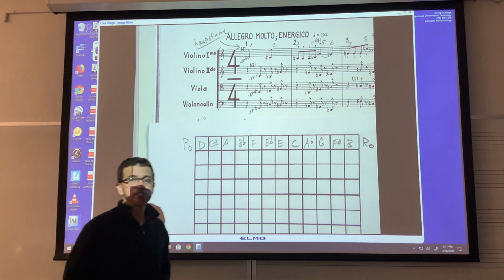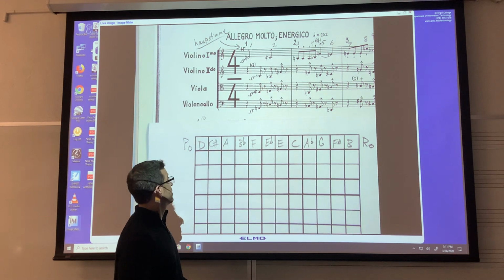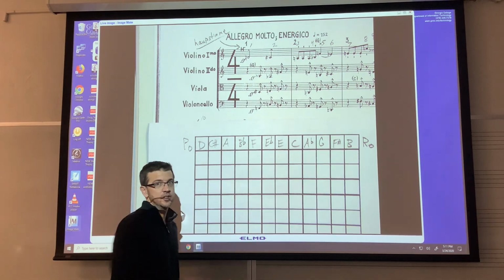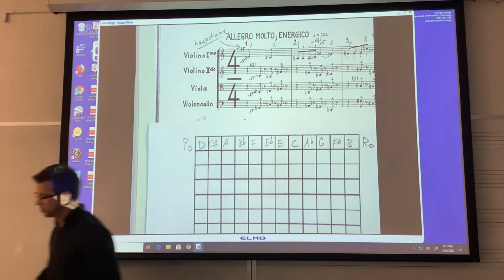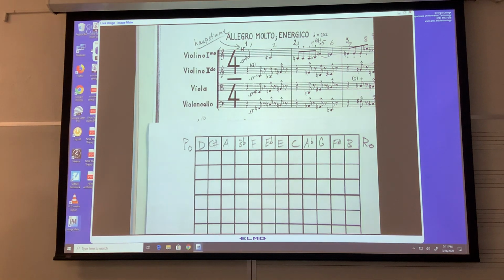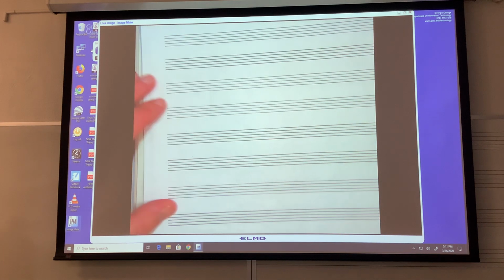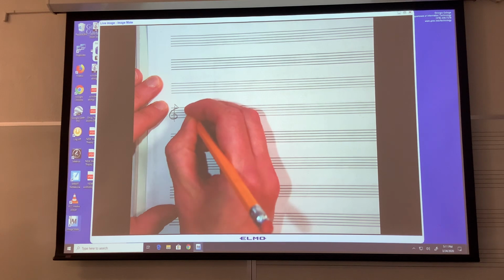Now, the next step after you do this is you have to figure out the inversion. We're going to take this 12 tone row and we're going to flip it upside down and come up with the inversion. All right. I'm going to go ahead and put my notes here.